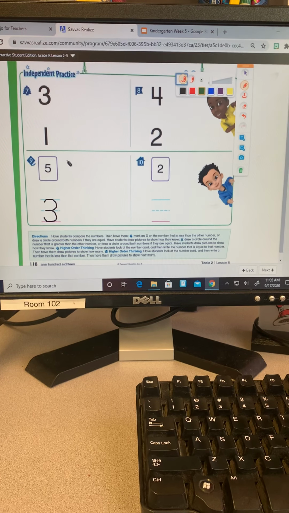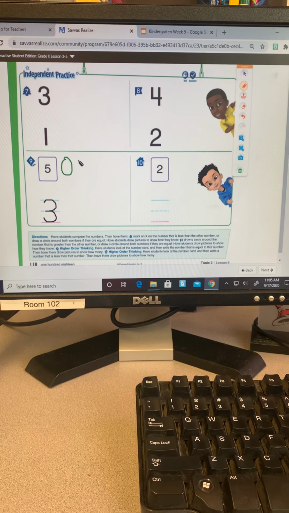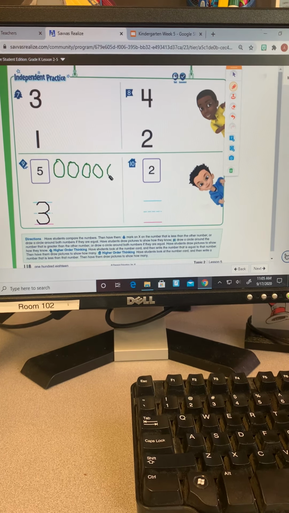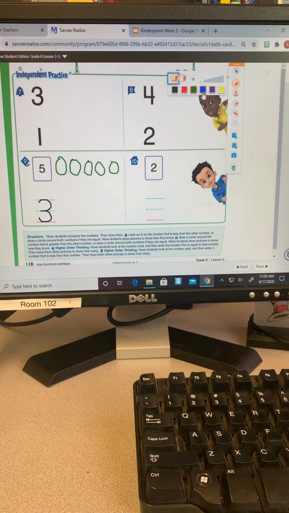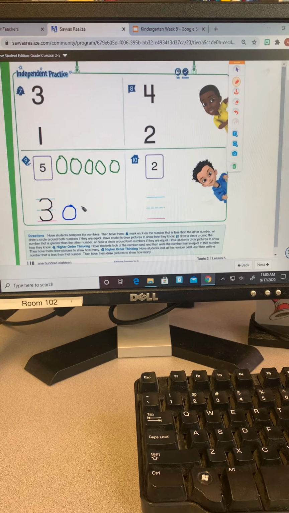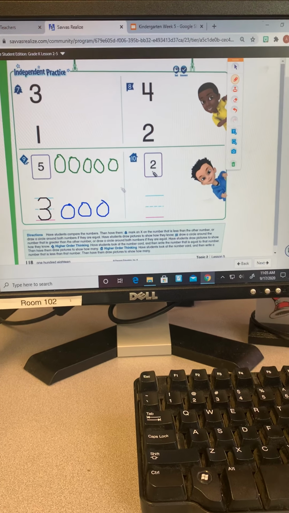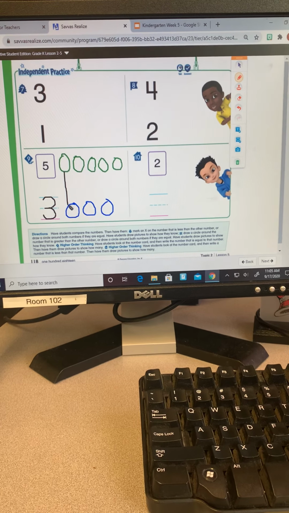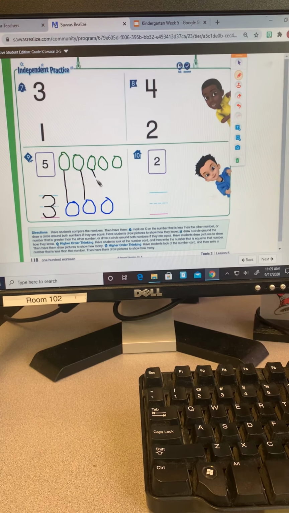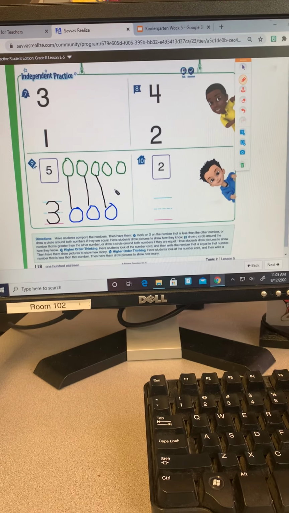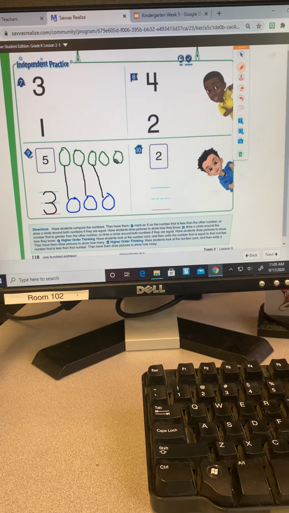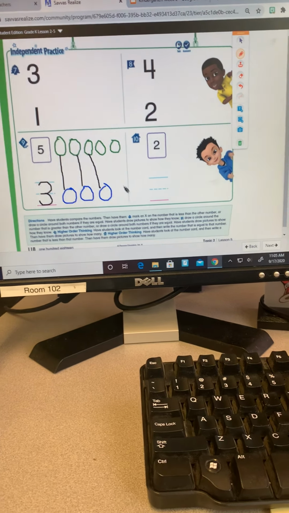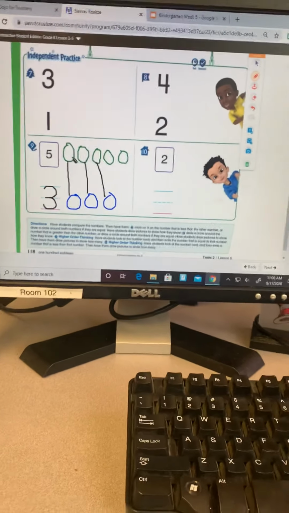So I'm going to draw 5 dots. 1, 2, 3, 4, 5. And then I'm going to also draw 3 dots. 1, 2, 3. Now I need to compare by matching it to the opposite color. 1, 2, 3. I see in my picture that I have more green dots than I do blue dots. So this is what I would like to hear from your child.